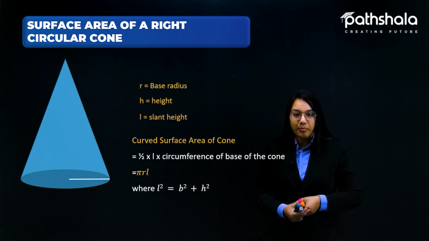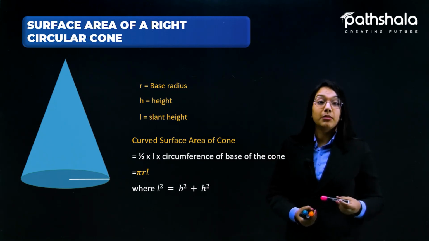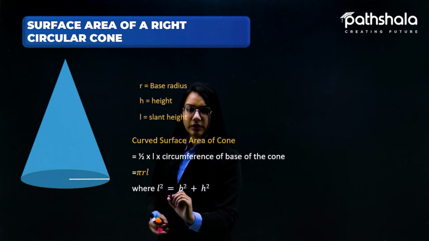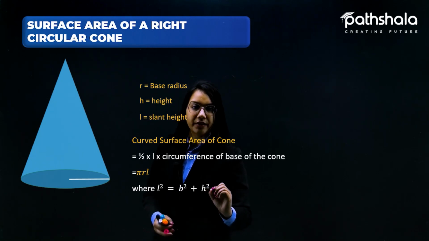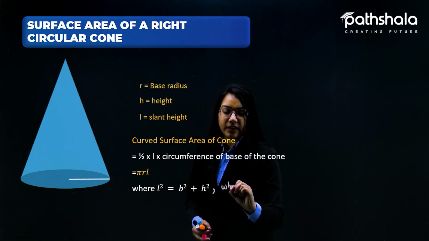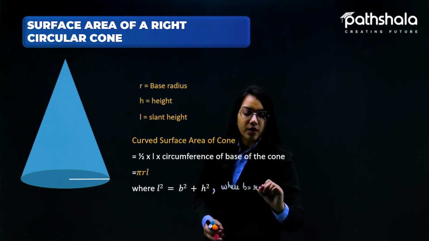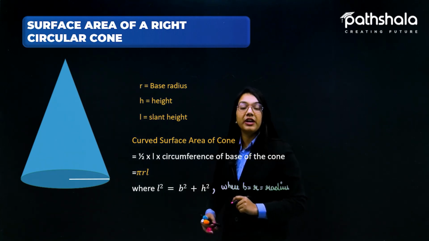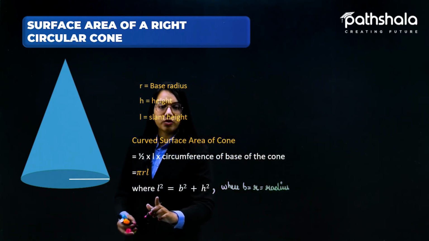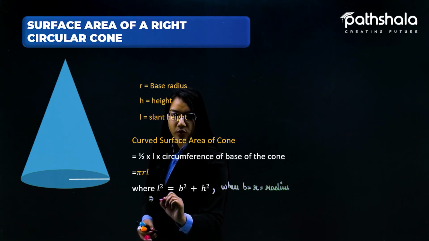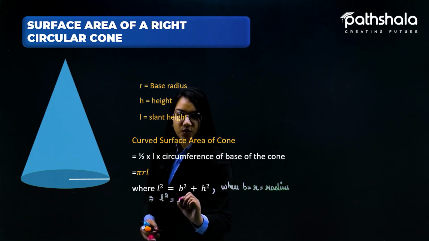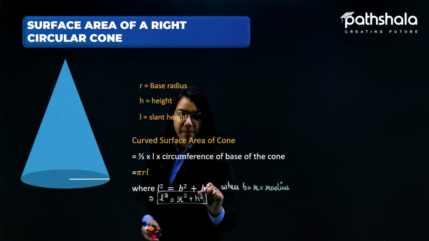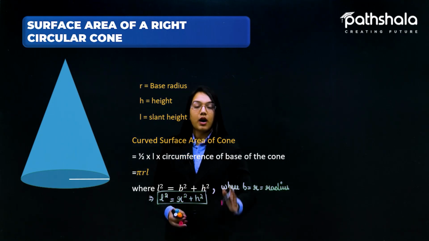So basically in place of B we have R over here. So B we are taking as R, which is equal to the radius. Now if I write the radius over here, this would be L square is equal to R square plus H square, and this is the relation that you always have to remember, that slant height squared is equal to R square plus H square.